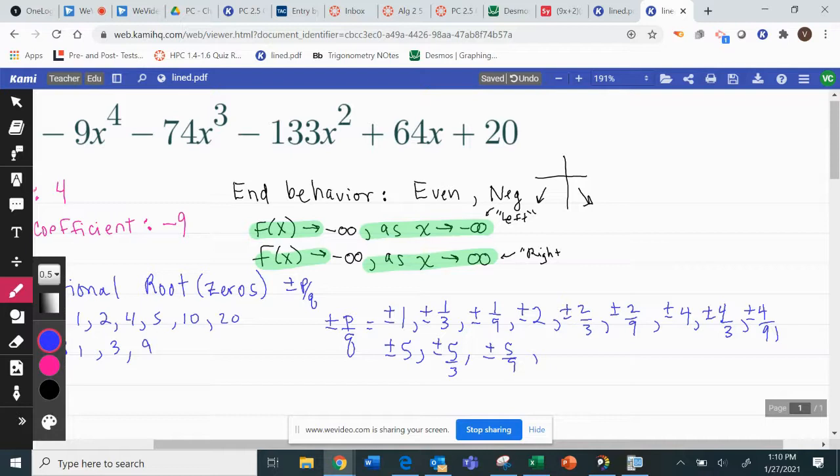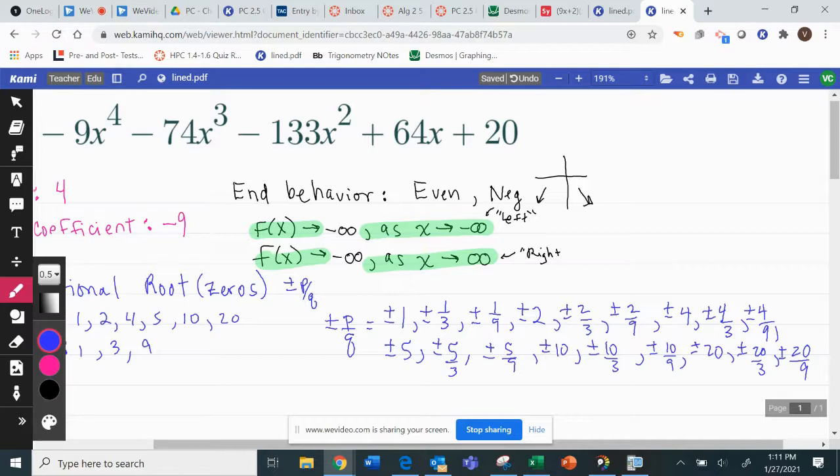We okay so far? All right. My 10's, plus minus 10, plus minus 10/3, plus minus 10/9, and then my 20's. Now, if instead of using the 1 over all 3 bottoms, some people will do all of the P's over each Q. You might do it in a different order.